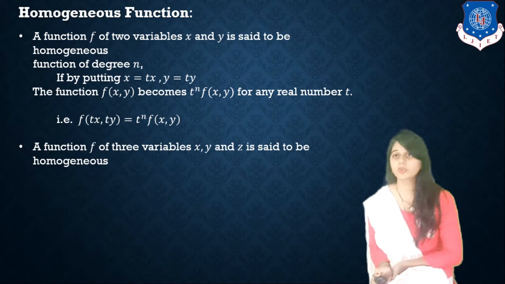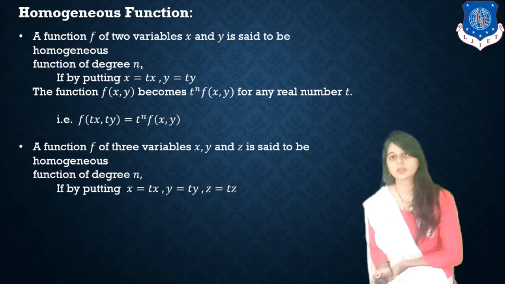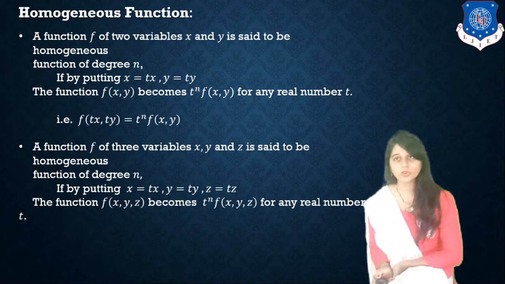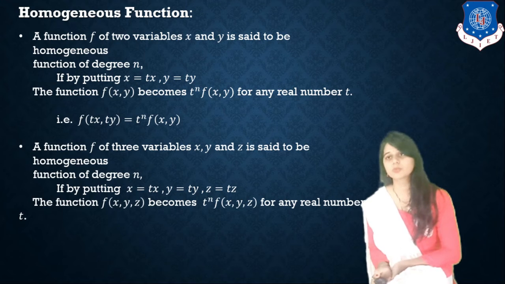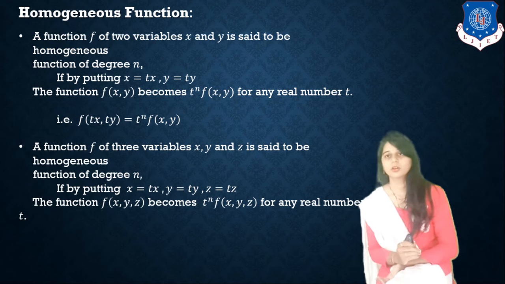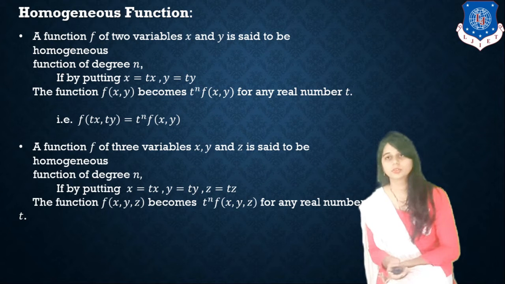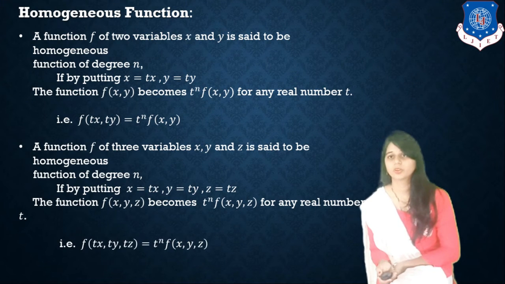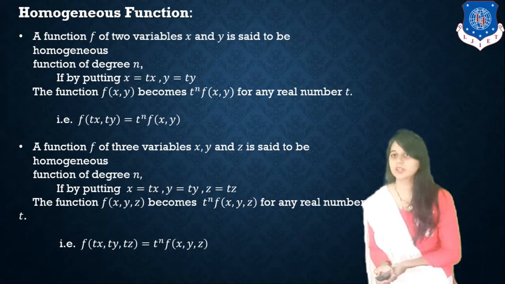A function f of three variables, that means x, y and z, is said to be a homogeneous function of degree n if, putting x equal to tx, y equal to ty and z equal to tz, the function f of x, y, z becomes t raised to n f of x, y, z for any real number t. That means f of tx, ty, tz equals t raised to n f of x, y, z.